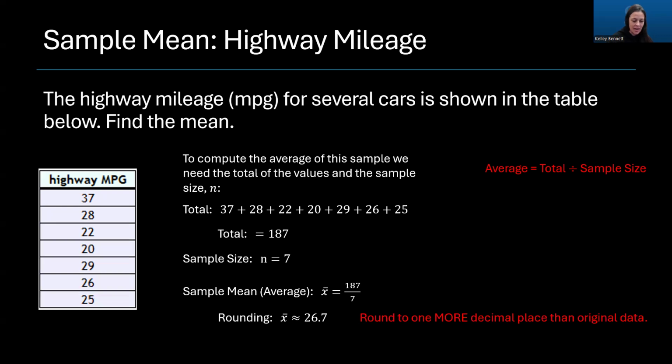All right, in rounding, the rule is that you should round to one more decimal place than the original data. So since our data was whole numbers, we should go to the tenths or one decimal place. On the homework platform, sometimes it will just tell you round to this many decimal places. So take that instruction over this rule, but if no direction is given in the homework, just round to one more decimal place than the original data. All right, 26.7, there you have it.